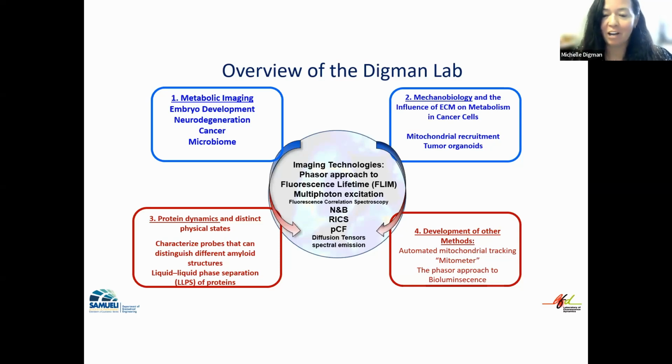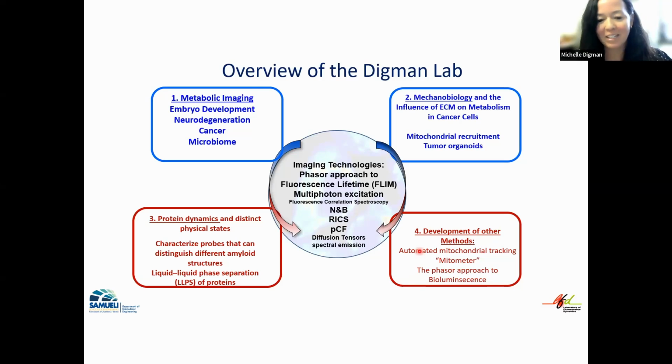But just to give you a broad overview as to what my lab does, we use imaging technologies that I've helped co-develop and Enrico's lab has developed for more advanced imaging microscopy techniques, including the phasor approach to FLIM, the number and molecular brightness analysis, RICS, PCF, diffusion tensors. And all of these techniques can be applied to almost every field that you can think of.